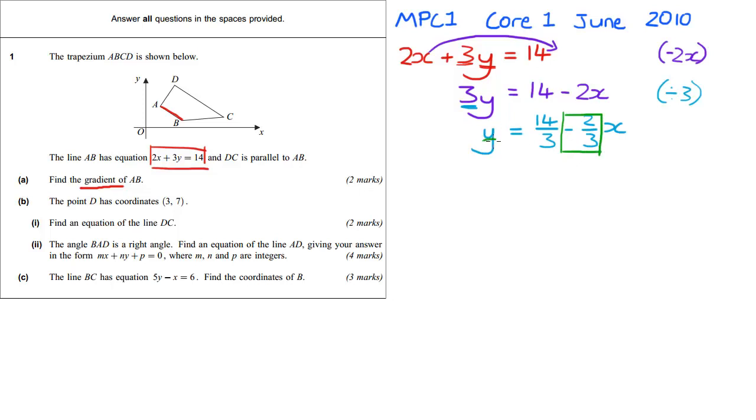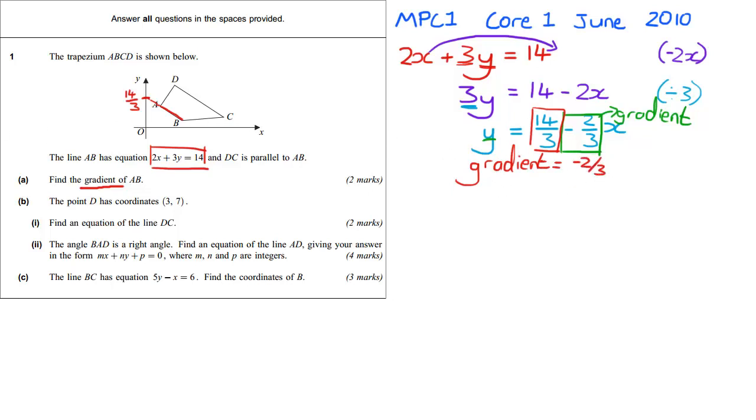When we've got y on its own, then this here is our gradient. And I know the question isn't asking for it, but this here would be our y-intercept. So somewhere up here, this line would carry on, and then that would be 14 over 3. But never mind that. So minus 2 over 3, you've just got to put at the end for the marks, gradient is equal to minus 2 over 3.